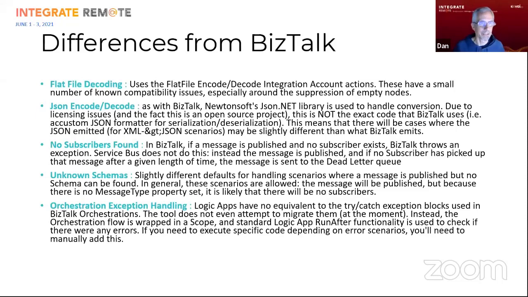So, differences from BizTalk. First, there's an issue with using the flat file encoder: there are some compatibility issues around suppression of empty nodes. This has nothing to do with the BizTalk Migrator. It just has to do with running that from the integration account. But the JSON encode and decode, although it's Newtonsoft's .NET library, they're slightly different. The Azure version is slightly different from the one from BizTalk. And as a result, you might get slightly different output emitted. And that's why I just showed you that example where the number was turned into a string. So you might have to watch for that.